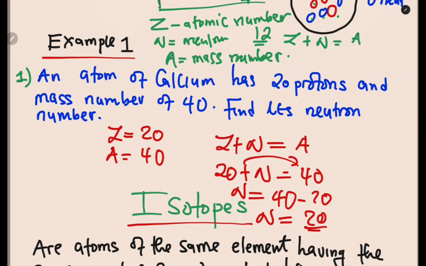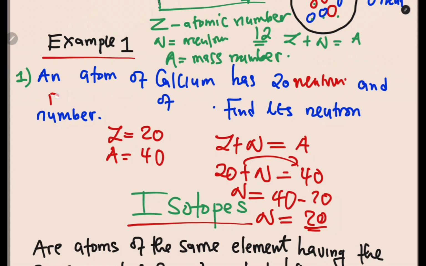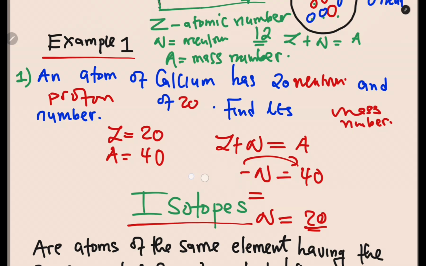Let us say this one was given as the neutron number, then this one was given as the proton number, the proton number of 20. Then they say find its mass number. So here you are going to change it now. The same formula you're going to apply, but look at this.